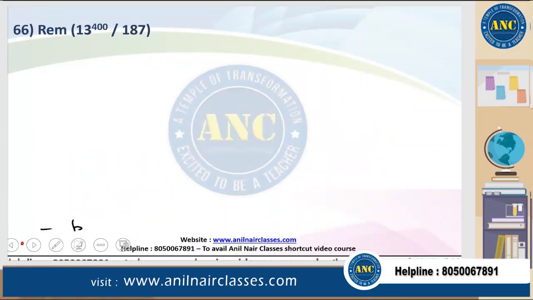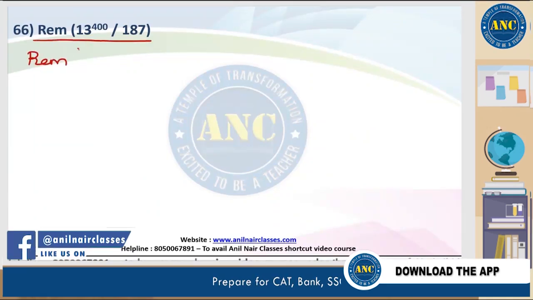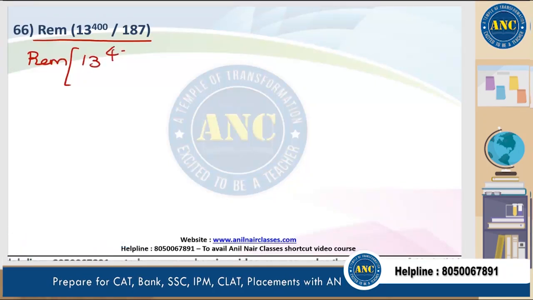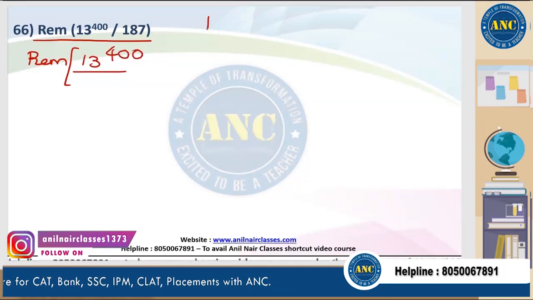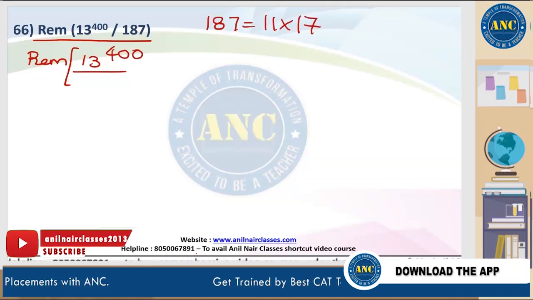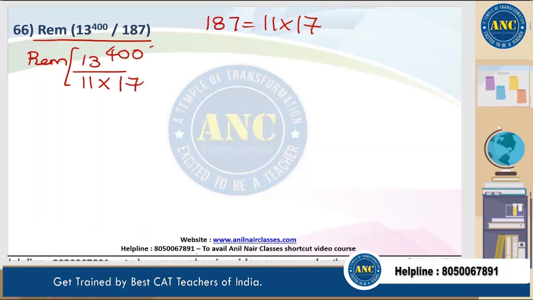Next, 66th. Remainder 1, 13 power 400 divided by 187. 187 is a composite number. Write it down as a product of coprimes. So 11 into 17.